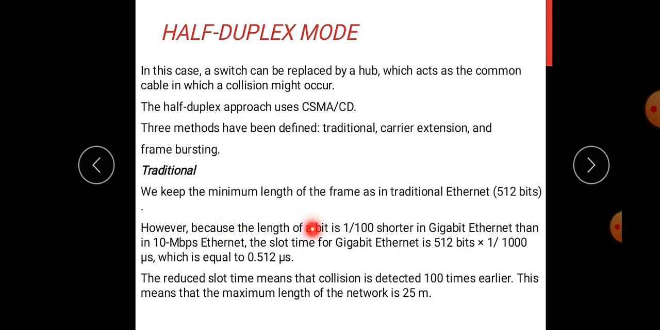In the traditional approach, we keep the minimum length of the frame as in traditional Ethernet, that is 512 bits. However, because the length of a bit is 1/1000 of that in 10 Mbps Ethernet, the slot time for Gigabit Ethernet is 512 bits times 1/1000 microsecond, which is equal to 0.512 microsecond. The reduced slot time means the collision is detected 100 times earlier. This means that the maximum length of the network is 25 meters.